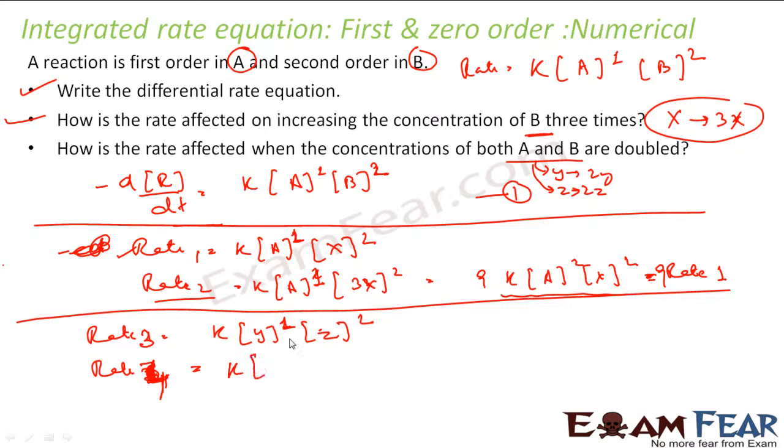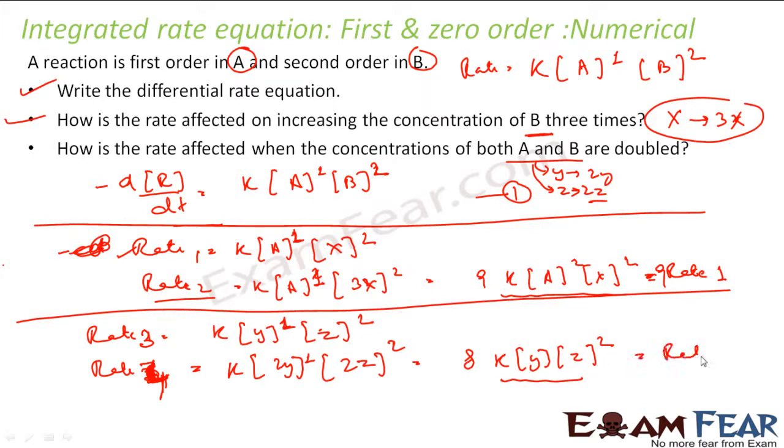This k, Y becomes 2Y and Z becomes 2Z. So solve this, this is nothing but 2 into, this is 4, 2 into 4 is 8. 8 into k into Y into Z squared. And this whole thing is nothing but rate 3. So from this, rate 4 is nothing but 8 times rate 3. That means the reaction rate has become 8 times.